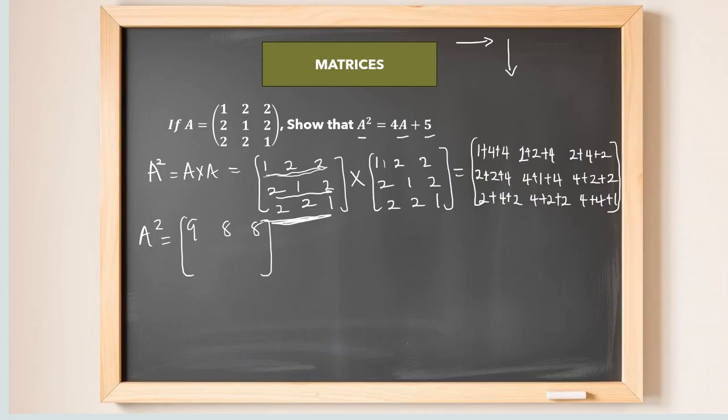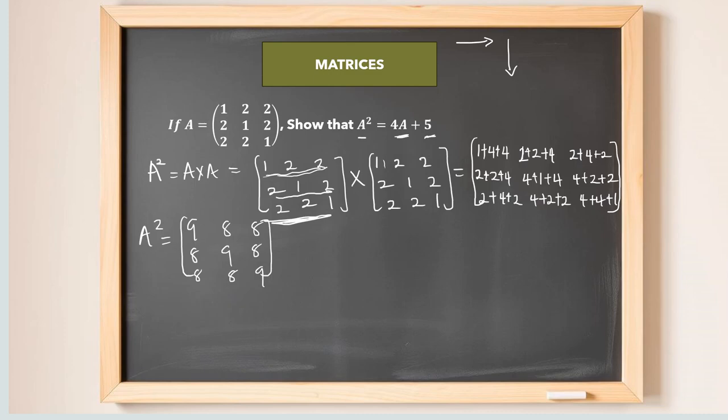And for the next row, here I'm going to have 8, 9, 8. And for the last row, I'm going to have 8, 8, 9. Now if you look at this, you can see that the diagonals here are 9 and the off diagonals are 8. So this is A squared. And this is what we want to show: 4A plus 5 should give us the same thing.